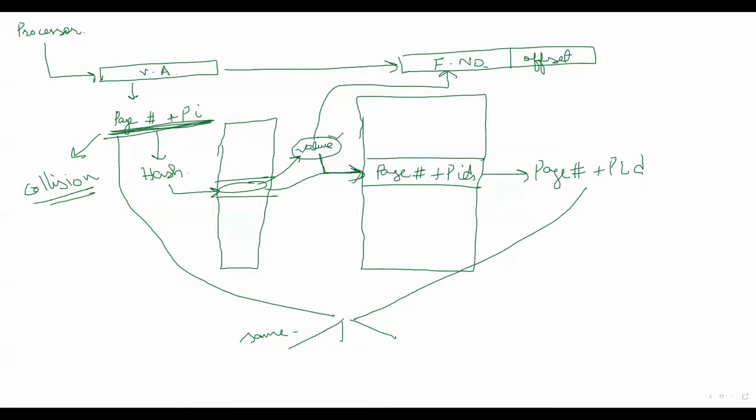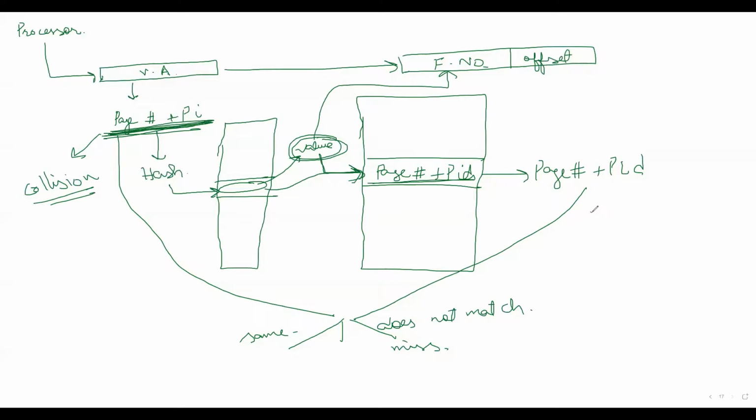But we will consider this value as valid only if this is the same page number and process ID which is used to index this particular inverted page table. However, if this does not match, then we will assume that there is a miss. Miss means that this particular page is not available in the physical memory. Then we have to get that page into the physical memory, and we have to update this inverted page table as well. This is the mechanism for inverted page tables.